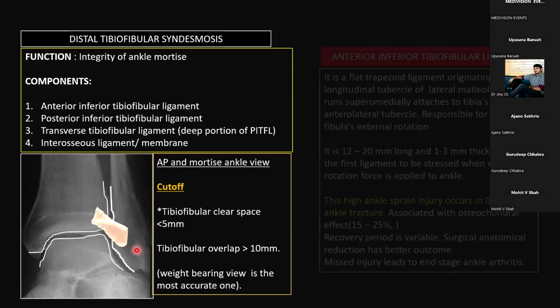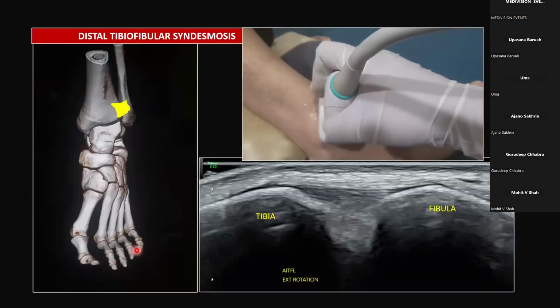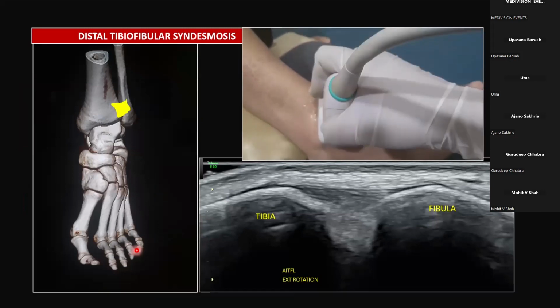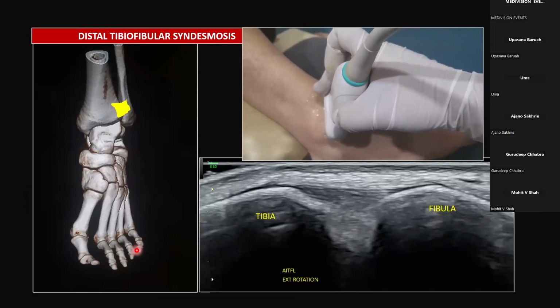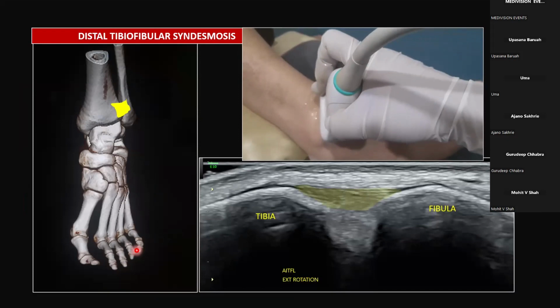So it's an oblique ligament that is passing from the lateral malleolar front longitudinal tubercle of the fibula to the tibial anterolateral tubercle. It's about 10 to 20 millimeter long and up to 3 millimeter thick, and it can be involved in high ankle sprain injury that occurs in 0.5% of all ankle fractures. For that, we'll place the proximal end over the lateral malleolus and the distal end obliquely about 45 degrees upward. Then we can see the distal and the ligaments.